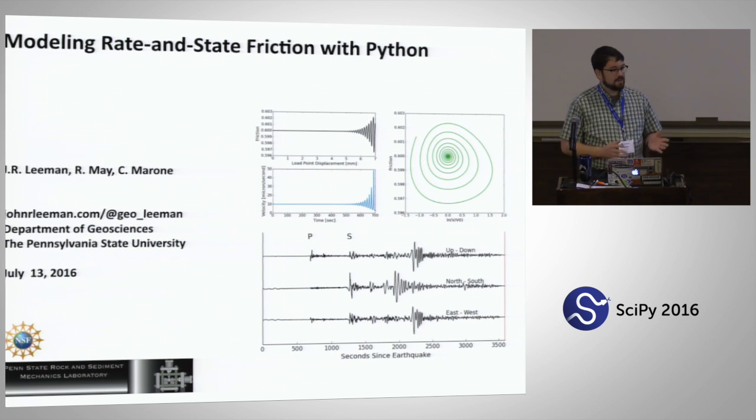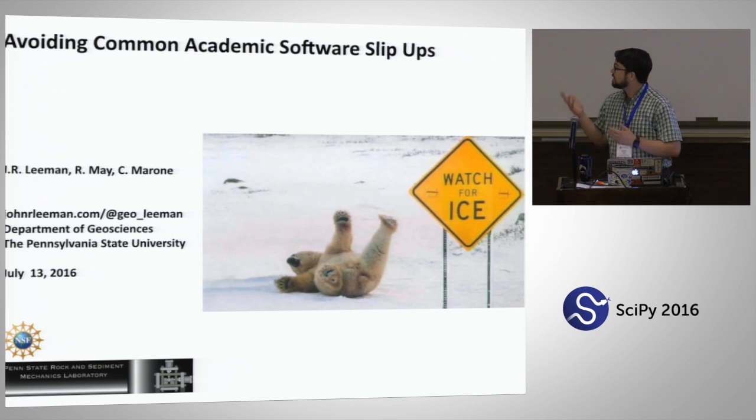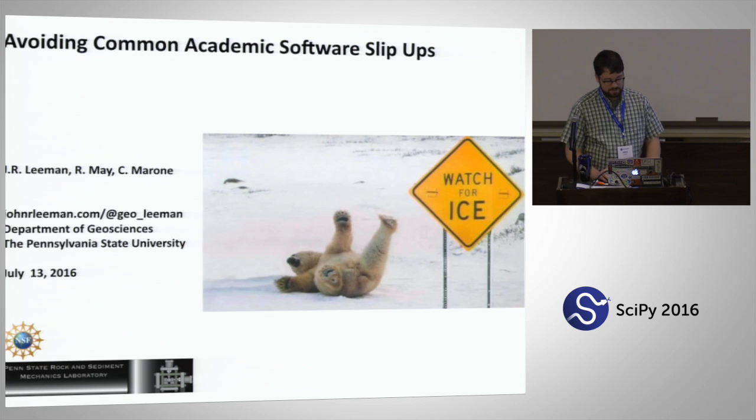Anybody that's seen me give a talk at an academic conference knows that I really like alternate titles, so I figured there would be no exception here. You can also consider this, if you're not into rate and state friction, as avoiding common academic software slip-ups, which seems appropriate for friction, especially with that picture there.